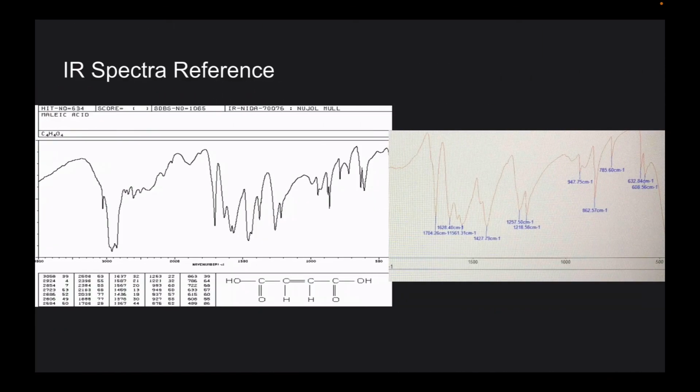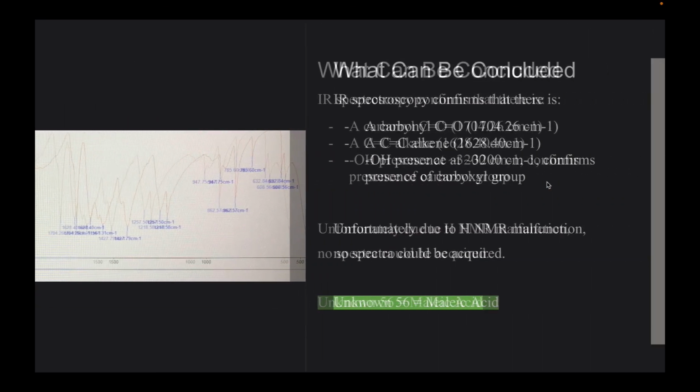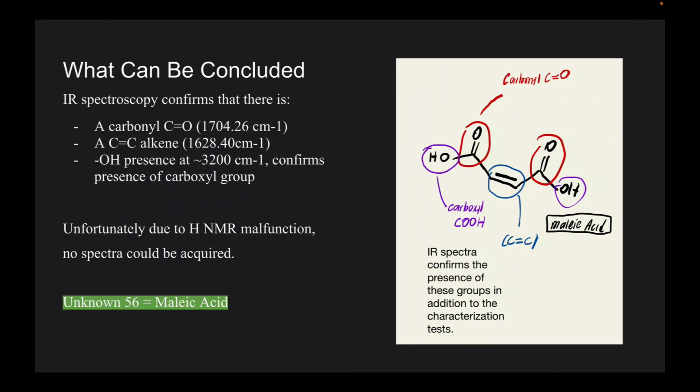And this is comparing my IR spectra with acetone to the reference IR. And as you can see on this other half right here, my IR lines up very neatly with the reference here. So yeah, I narrowed down to one choice, which is maleic acid. I drew out the chemical structure here, and from our spectroscopy, I can confirm that there is a carbonyl bond here, a C=C unsaturated bond here, and also a carboxyl group right here. So yeah, IR spectra confirms the presence of these groups in addition to my characterization tests.